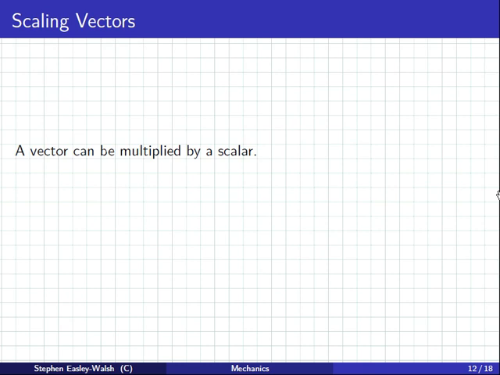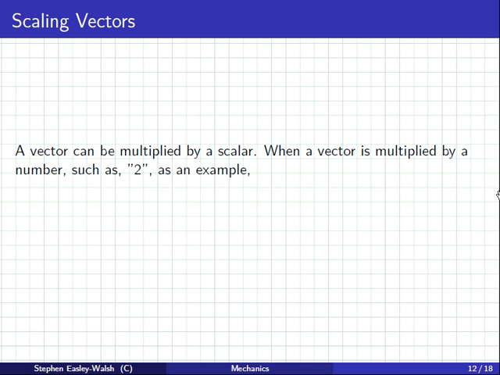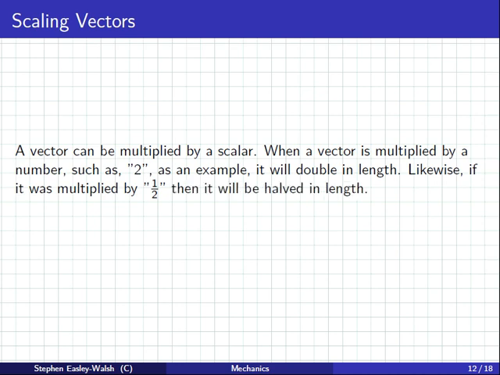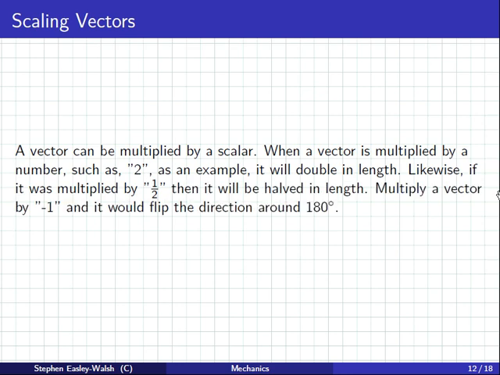A vector can be multiplied by a scalar. So, if you multiply a vector by 2, what happens to the vector? Yeah, by how much? 2 times, yeah. So it'll double the length. And if you multiply it by a half, half the length, yeah. You multiply by -1, gets flipped around.